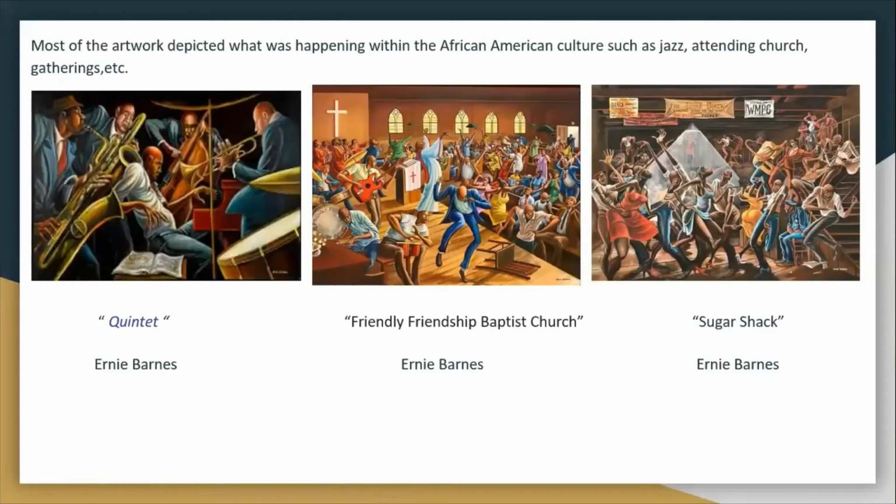Most of the artwork in African American culture depicted what was happening within the culture, such as jazz, attending church, and other gatherings. Pictured here are three paintings from Ernie Barnes. First one is Quintet. The second one is Friendly Friendship Baptist Church, and the third one is Sugar Shack.